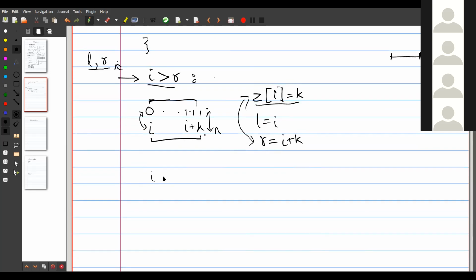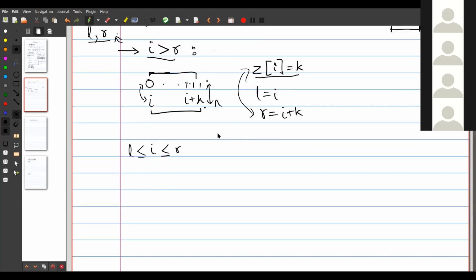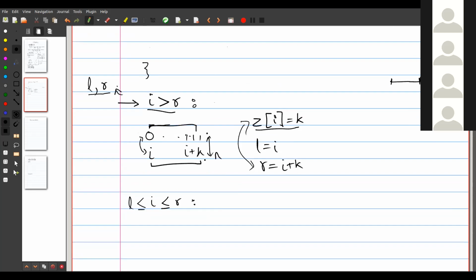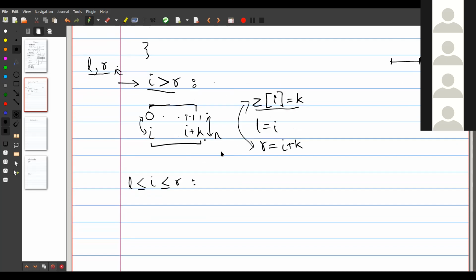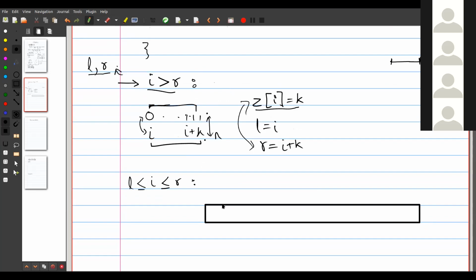Now I will be faced with another case where I is between L and R inclusive. In such a case, note that I am already in the middle of the common segment, which means that if this is my string and this is L to R, and this is 0 to R minus L, I know that L to R is same as 0 to R minus L.